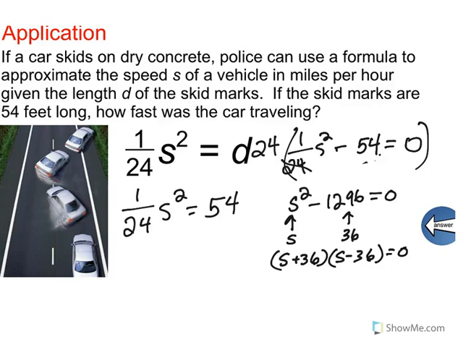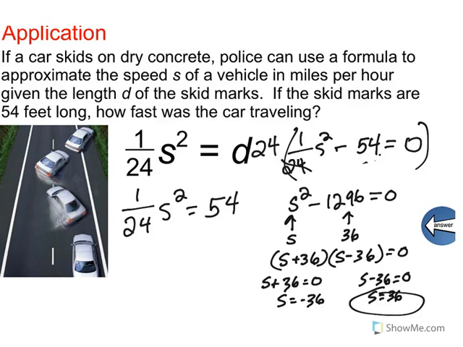Now, we're solving a polynomial. Remember that once we factor it, we can set each factor equal to 0, following the zero product property. So if s plus 36 equals 0, s minus 36 equals 0. So s is equal to negative 36, and s is equal to 36. Now, only one of these answers makes sense. You cannot have a negative speed, and so our answer would be positive 36. It's traveling 36 miles per hour. This is how we factor using a difference of squares.